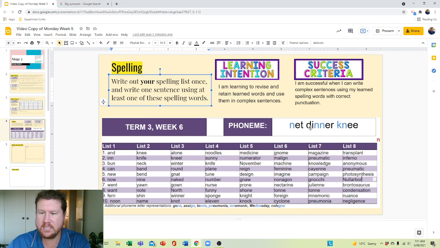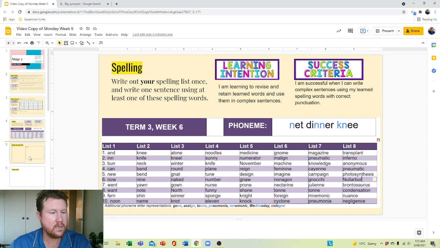Our phoneme of the week is the N. So medicine, numerator, November, magazine, mnemonic. And notice how they don't all start with the N. Look, gnome, silent G, mnemonic, silent P. There's another one here, silent G again, gnat. Oh, I said mnemonic. It's pneumatic. Sorry, I make mistakes too.